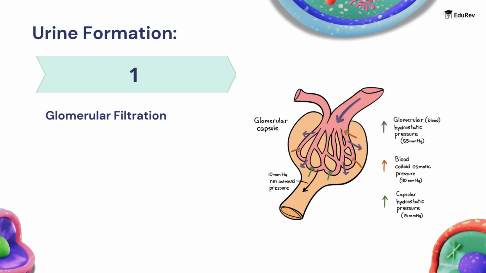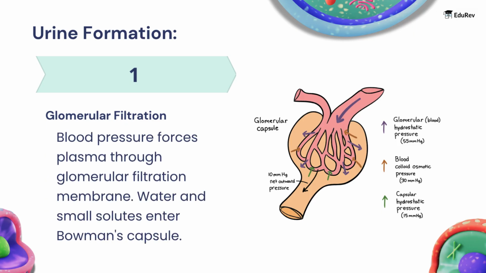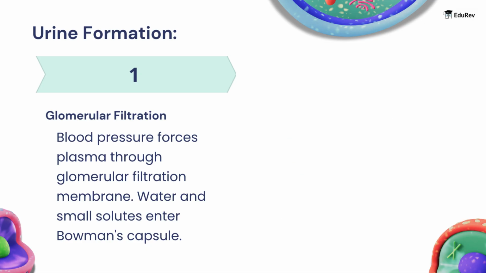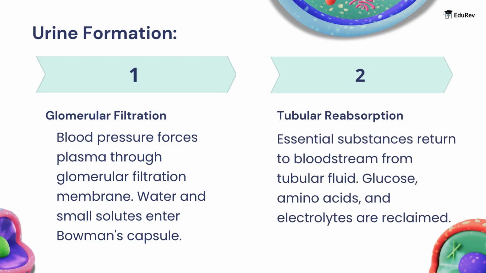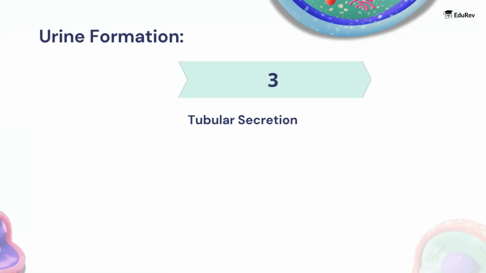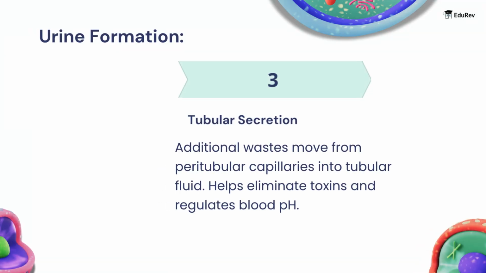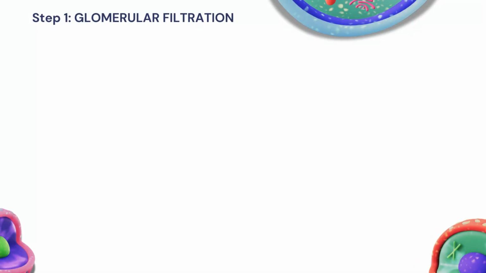The first is glomerular filtration, where blood pressure forces plasma through the glomerular filtration membrane, allowing water and small solutes to enter Bowman's capsule. The second step is tubular reabsorption, where essential substances like glucose, amino acids, and electrolytes are returned to the bloodstream from the tubular fluid. Finally, tubular secretion occurs where additional wastes move from peritubular capillaries into tubular fluid and helps eliminate toxins and regulates blood pH.